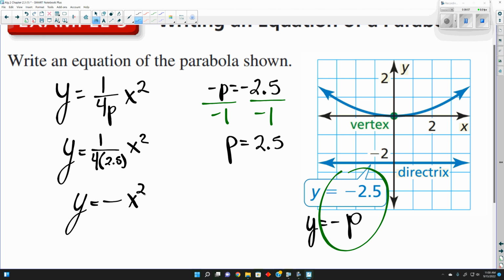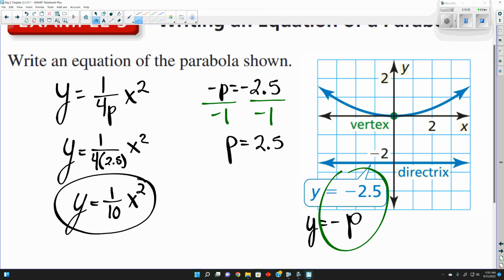Now we just need to simplify this fraction here. And again, at this point, we can plug this into the calculator. We can do 1 over 4 times 2.5, which turns out to be 1 over 10. And that's it. For these here, if we're finding the equation for any of these, we just need to find the value of p. Once we find the value of p, we plug it back in and simplify.